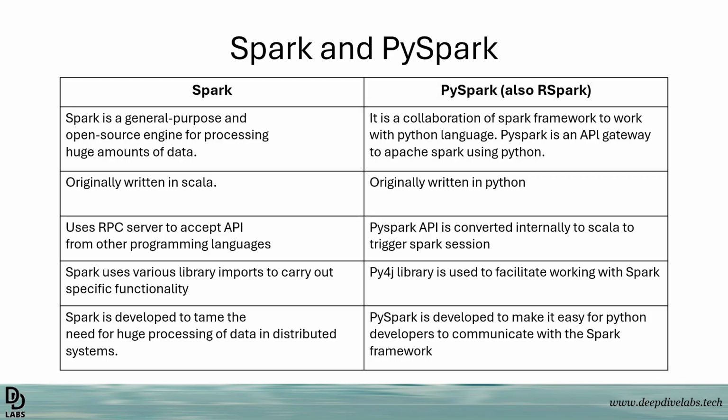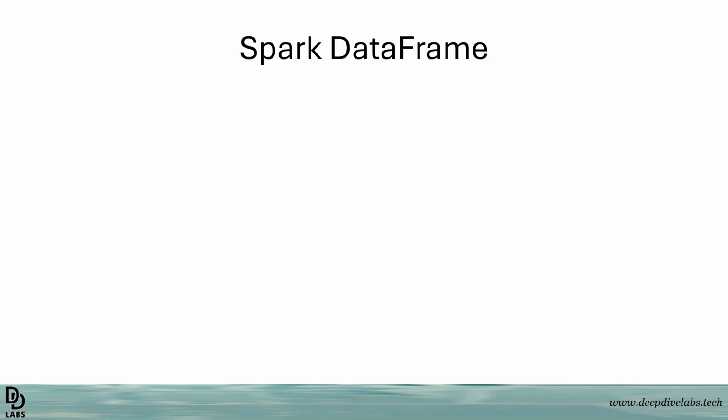Of course, Spark uses various library imports to carry out specific functionality, whereas in PySpark there is the Py4J library that is used to facilitate its working with Spark. This is the part that is important: PySpark essentially internally converts your program to Scala to trigger the Spark session. That's why it's considered to be a wrapper.